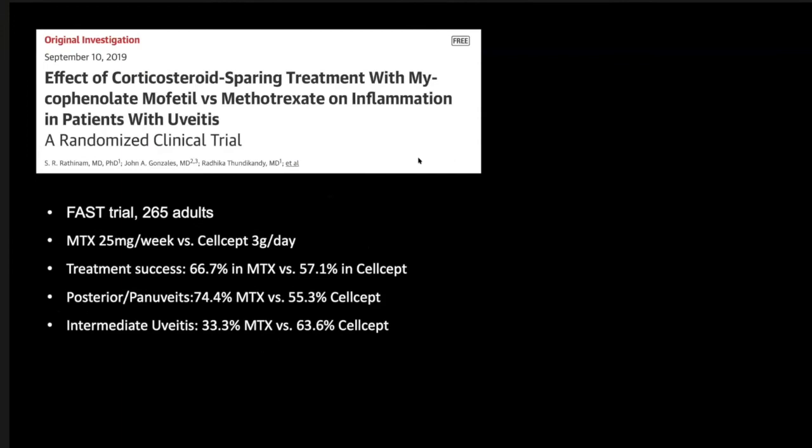The FAST trial has been a large trial that has produced a lot of important publications. And this is a very useful outcome of comparison of methotrexate with mycophenolate or CellCept. These are two of our commonly used antimetabolites in treatment of uveitis. So they looked at 265 adults. And overall, the treatment success was about 67% in methotrexate and 57% in CellCept.